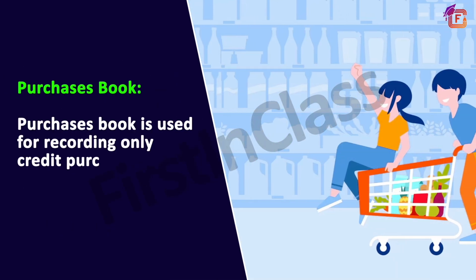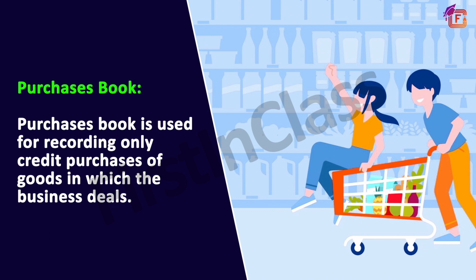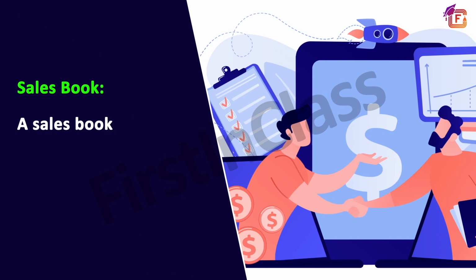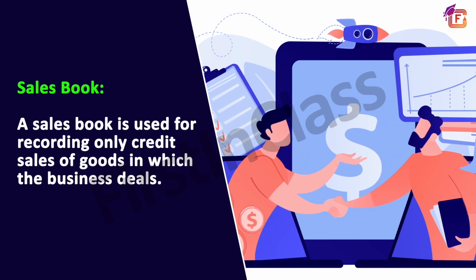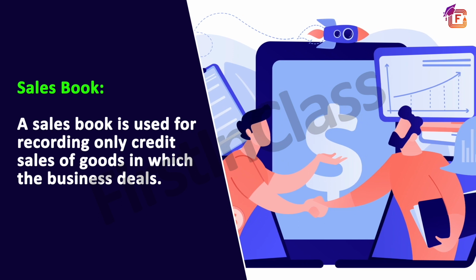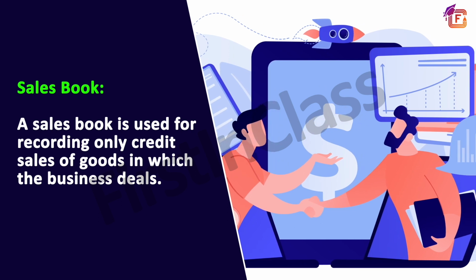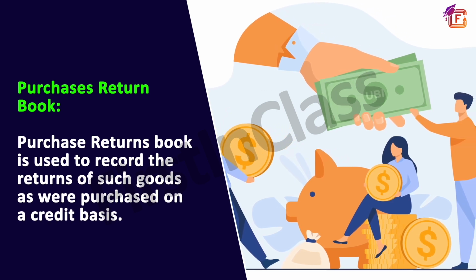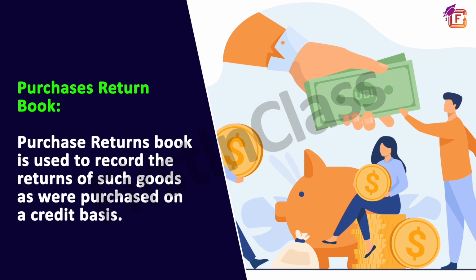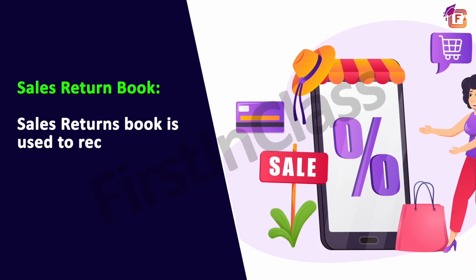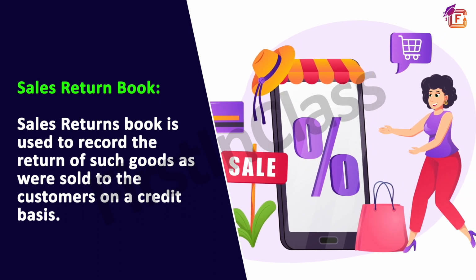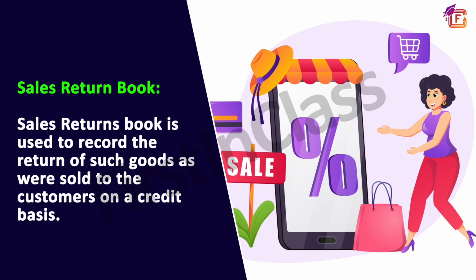Next, purchases book. Purchases book is used for recording only credit purchases of goods in which the business deals. Next is sales book. A sales book is used for recording only credit sales of goods in which the business deals. Now, subsidiary books, that is purchases return book. Purchase returns book is used to record the returns of such goods as were purchased on a credit basis. Now, sales return book. Sales returns book is used to record the return of such goods as were sold to the customers on a credit basis.